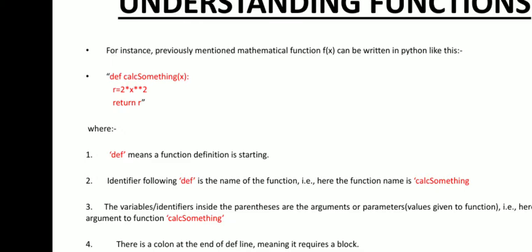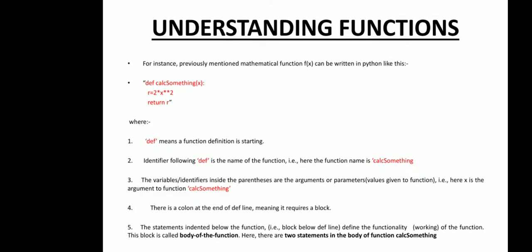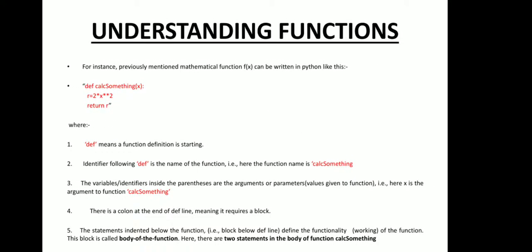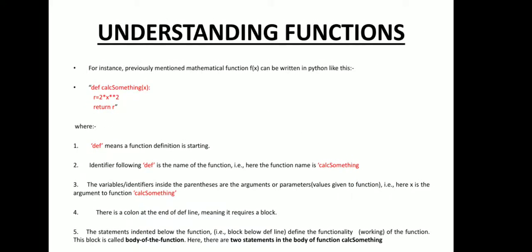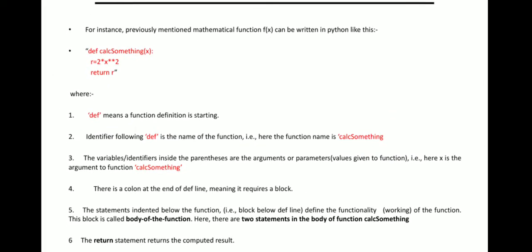Identifier is the name of the function. Here the function name you have given is cal something. Cal something means you are calculating something. So in brackets you are passing here the x. What is the use of x here? In the third point it is written: the variable identifier inside the parentheses are the arguments or the parameters, that can be said values given to the function. Here x is the argument to the function cal something.